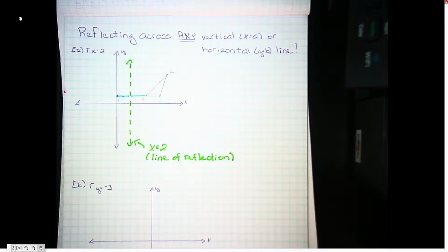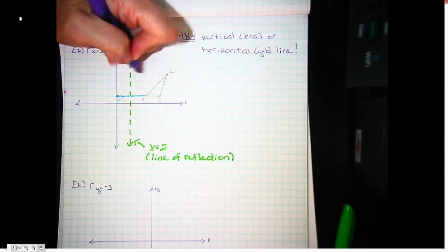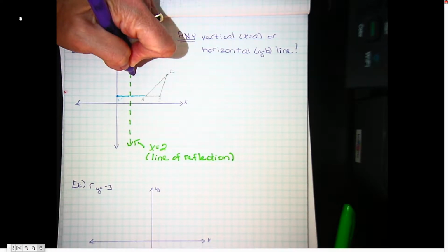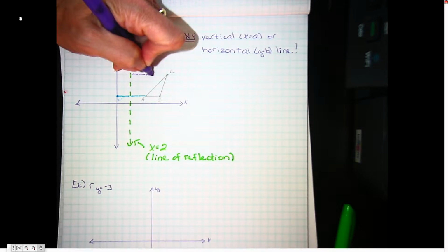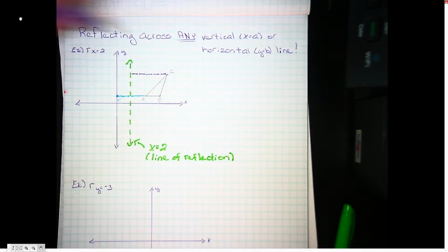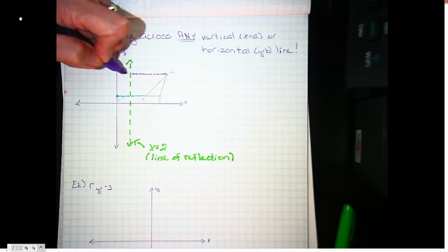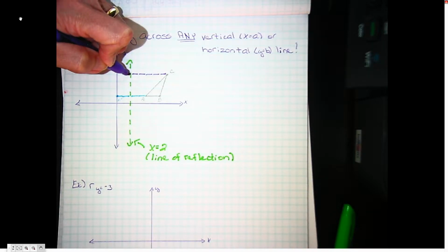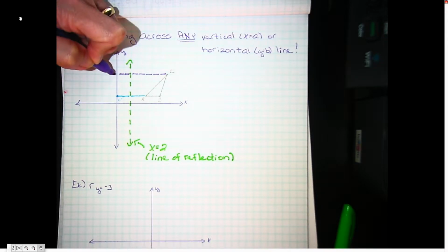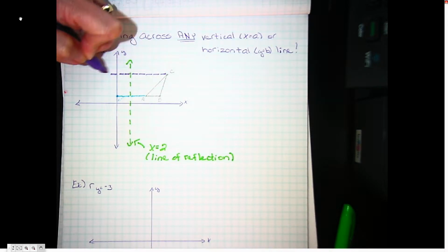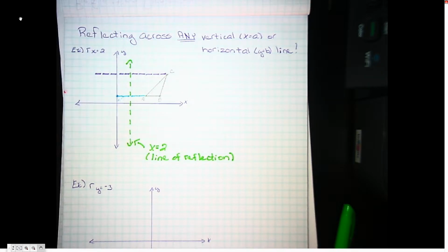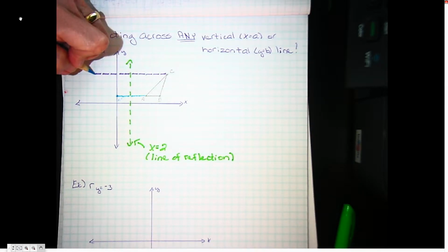If I look at my C, let's see how far my C is from the line of reflection. 1, 2, 3, 4, 5. Okay, so it's 5 on the right side of it. So my C prime has got to be the exact same distance on the opposite side. So 1, 2, 3, 4, 5. So my C prime is going to be right there.